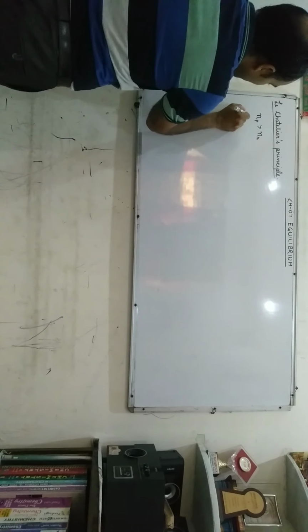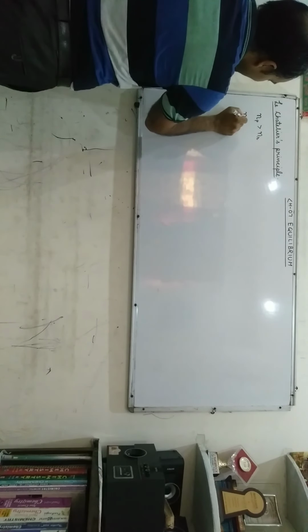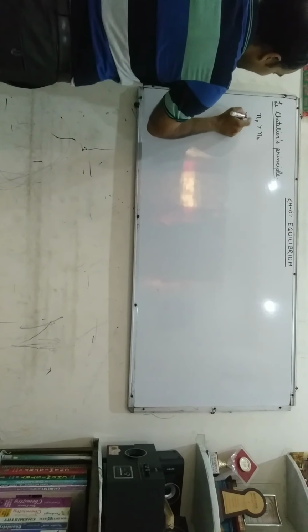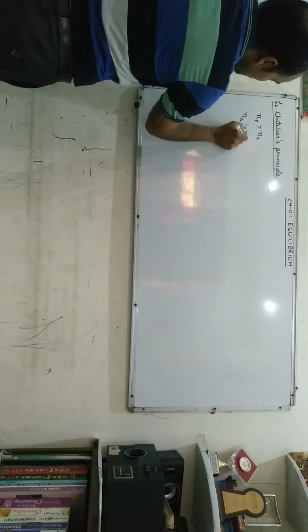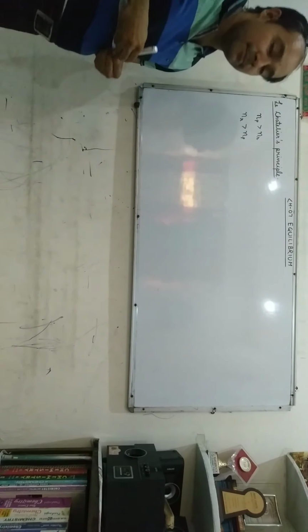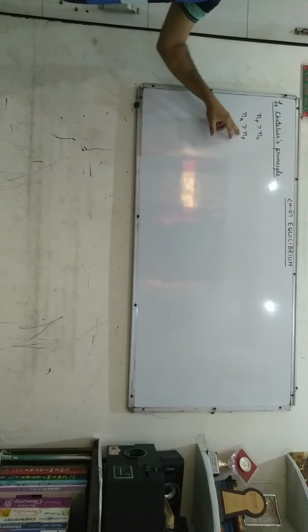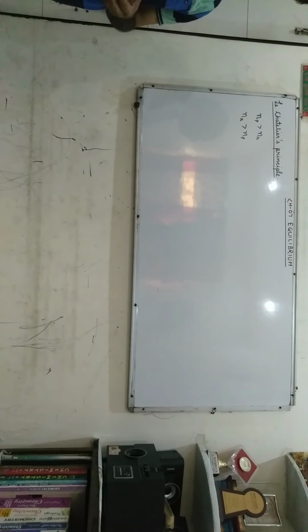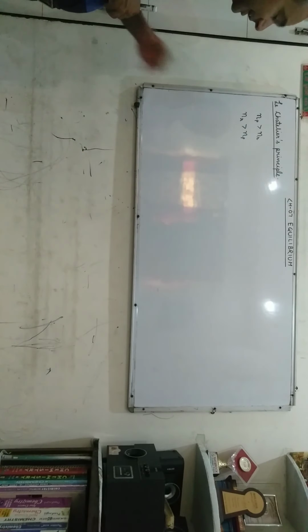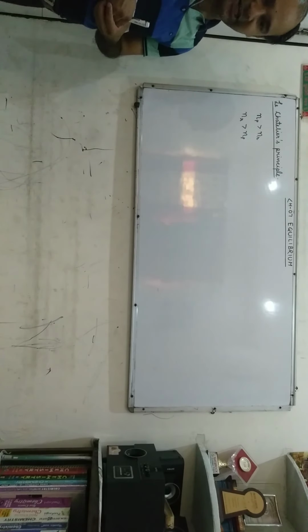But if the number of moles of gaseous reactants is greater than the number of moles of gaseous products, then high pressure will shift the equilibrium in that direction where the number of moles reduces, that is in the forward direction.